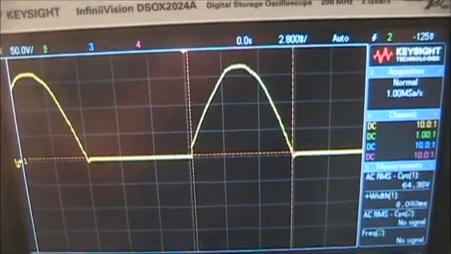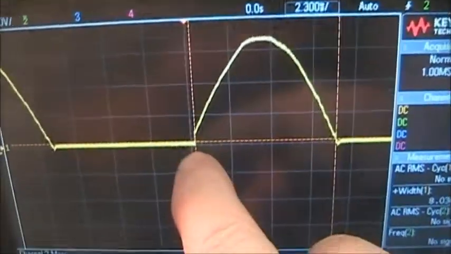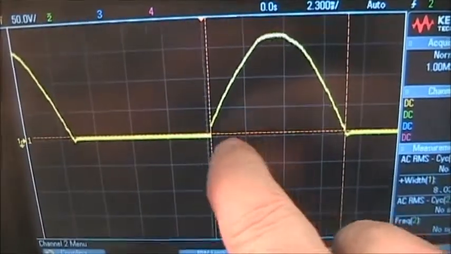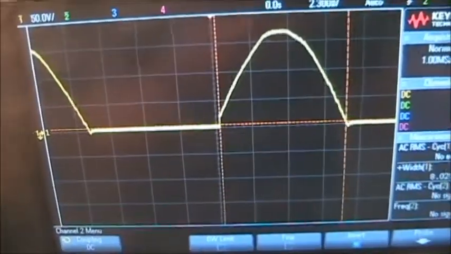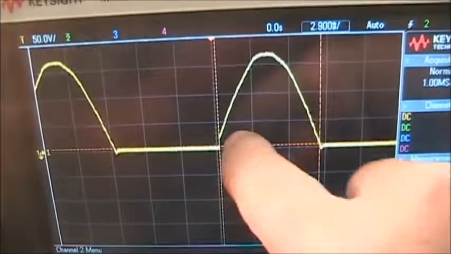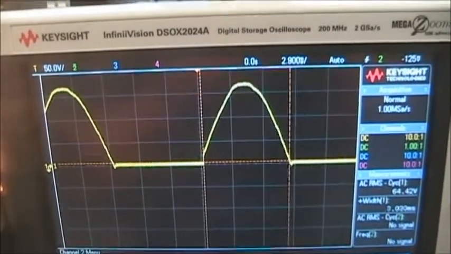Because the SCR only works in the forward direction. If we zoom in a little bit, you'll notice that the SCR takes a little voltage to turn on. This is 50 volts per division, and it's somewhere around 10 to 15 volts before it gets triggered on, right? But once it's on, the voltage appears across the lamp.